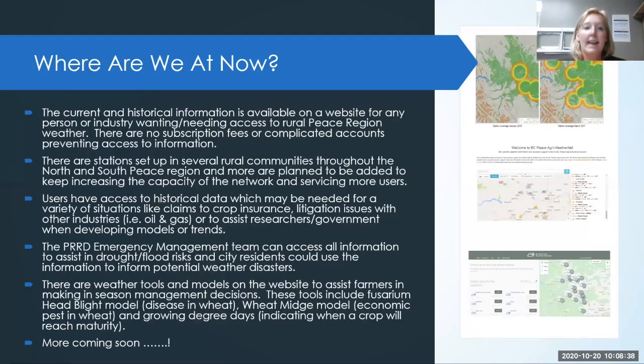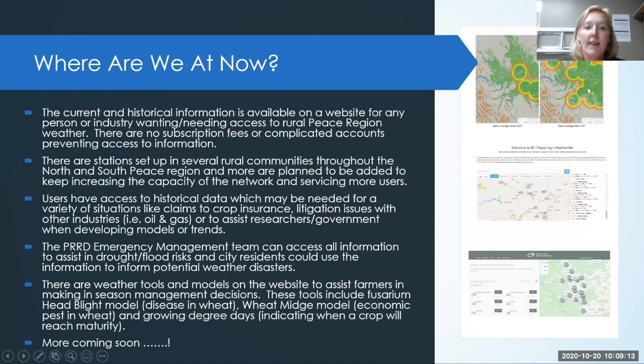So where are we at now? The idea is that current and historical information is available on the website for anybody, any producer or industry person that is needing access to rural Peace Region weather. There's no subscription fees at this point or complicated accounts to prevent access. The stations are set up in several rural communities. You'll see here on this side of the screen, this picture showed where the weather information access was before. Now this is what we've increased to.